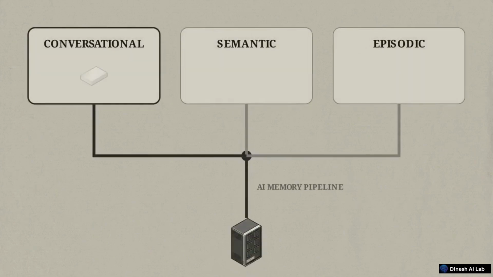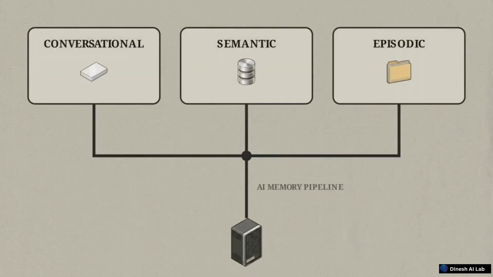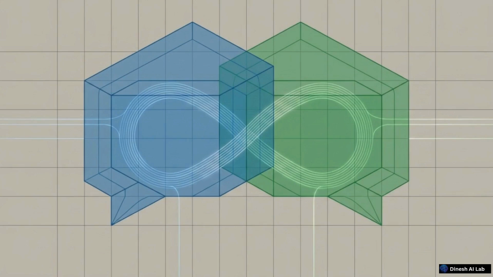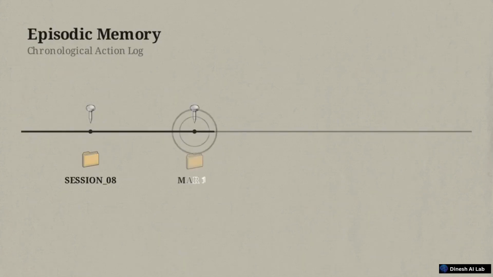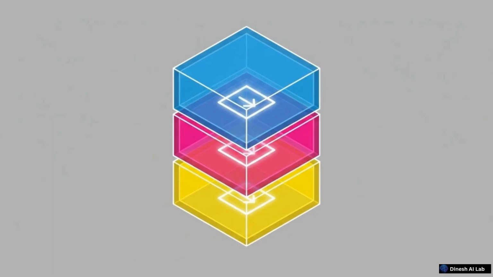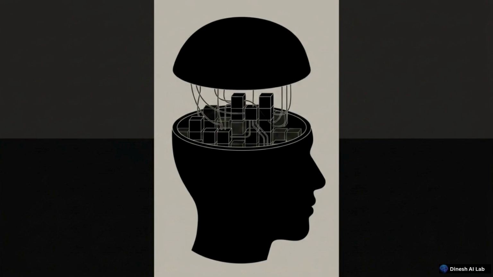Developers use this same pipeline to create different types of memory depending on the task. Conversational memory handles the immediate back and forth of your current dialogue. Semantic memory acts as a long-term encyclopedia for facts and general knowledge. And episodic memory tracks a historical log of specific events or timestamps from your past interactions. Layering these architectures together gives an AI agent a multidimensional understanding of its environment.